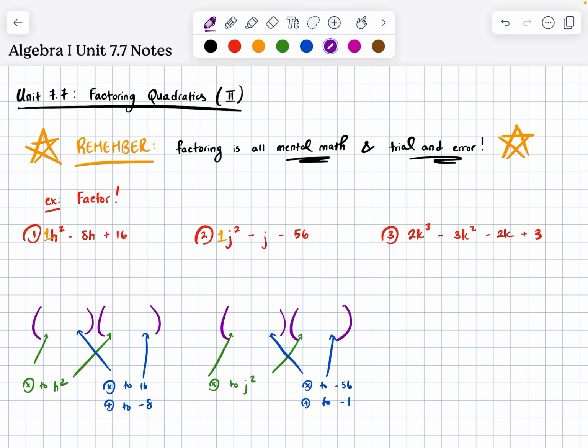So at the front, if I need an h squared in the first one, well, the only way I can get h squared is from h times h. And for the back, well, let me think about some possible cases for 16. Here's an opportunity for us to be strategic. 16 could be either a positive number times a positive number, or a negative number times a negative number. Seeing this minus sign in the middle, which of those should immediately tell you it is? 5 seconds, go!